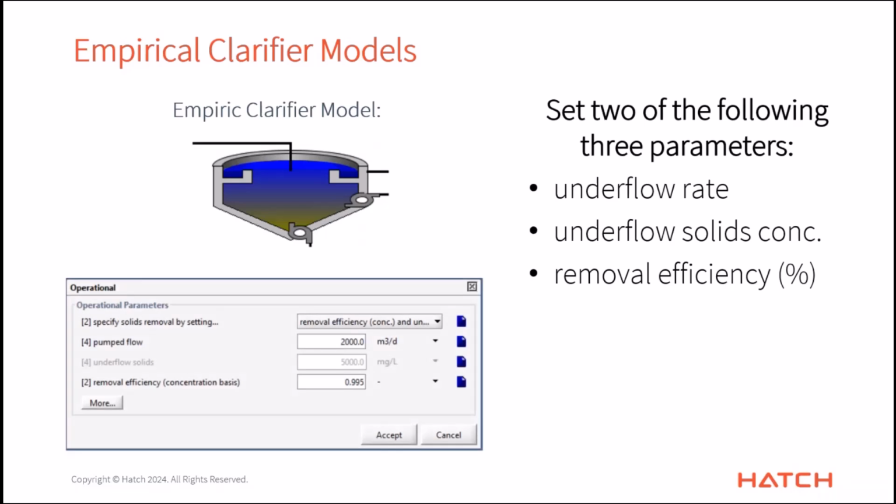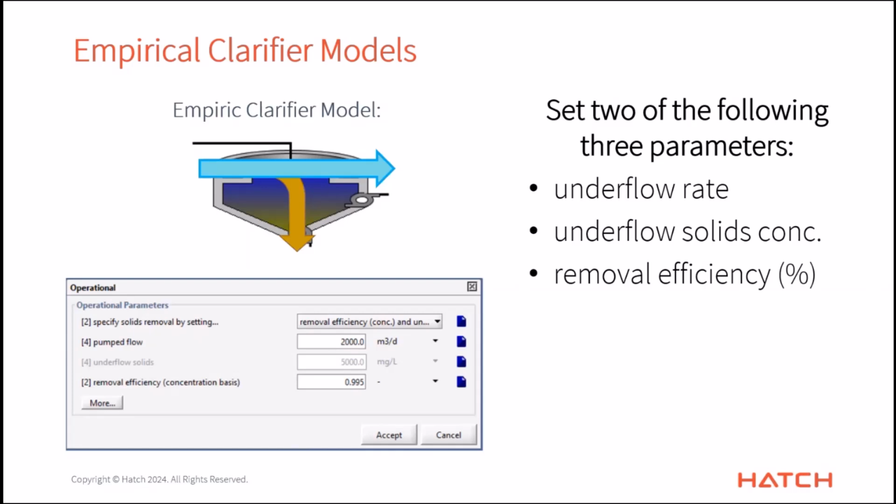So the more commonly used empirical model is this one called empiric, and you can set basically 2 of these 3 parameters to define how the flow is going to go. So you can set the underflow flow rate, the underflow solids concentration, and/or the removal efficiency, the percentage of the concentration that is going through. You set two of these, we calculate the other one, and by that we can then figure out what is the flow and what is the solids concentration going to the underflow, and then by mass balance we figure out what the effluent solids are.